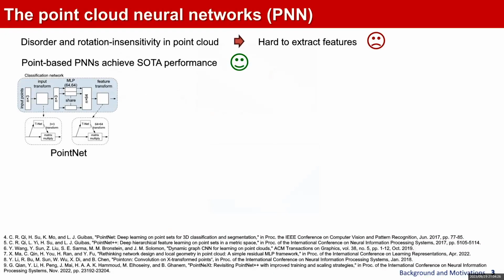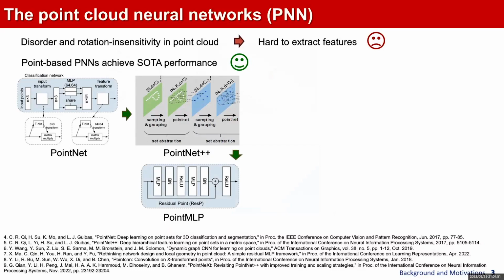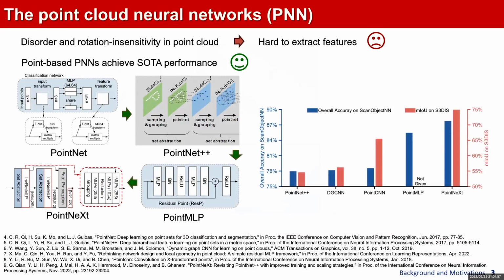PointNet is like AlexNet in PNNs, which overcomes the disorder problem by using multiple MLPs and a max pooling layer. And the input transform and feature transform operations are used to solve the rotation insensitivity problem. Then the sampling and grouping operations are introduced in the PointNet++ network to extract better local features. The residual structure is introduced in the PointMLP network. Recently, PointNeXt uses a new training strategy and adjusts the residual structure, which achieves the best performance. Therefore, we use PointNeXt as our benchmark.